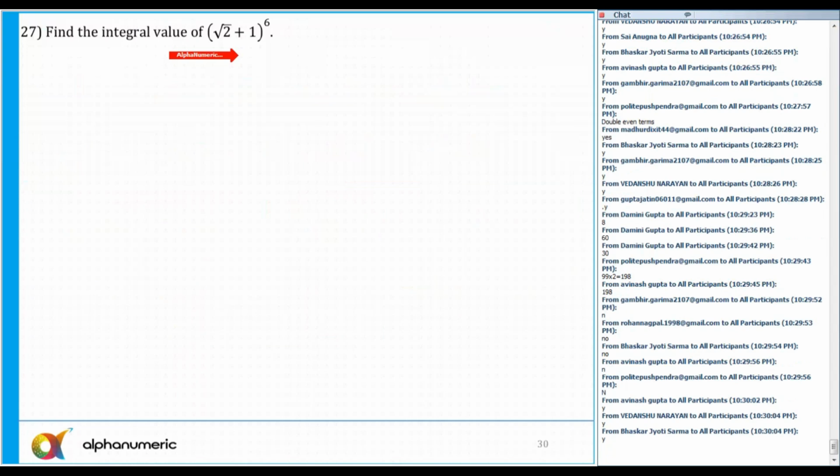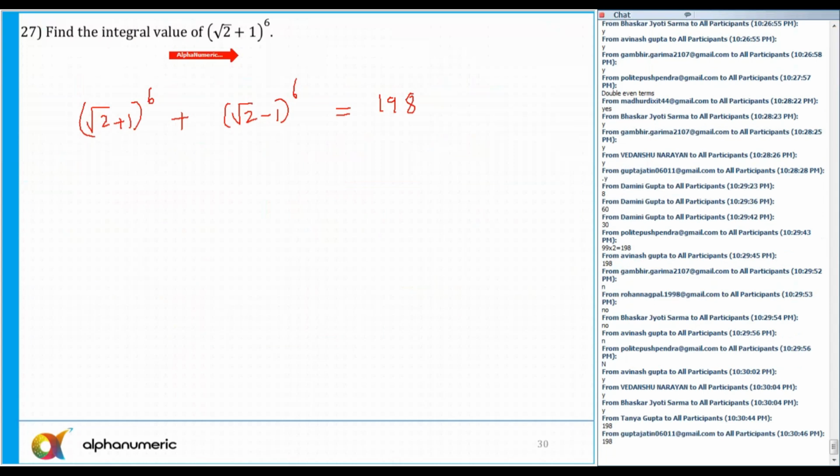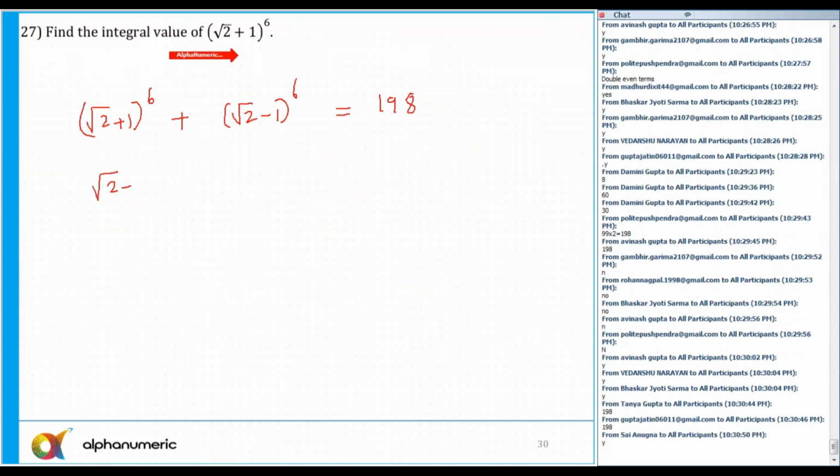Now tell me one thing. We have calculated just now: what is the value of (root 2 plus 1) raised to power 6 plus (root 2 minus 1) raised to power 6? It is equal to 198. Yes or no? So can we say (root 2 plus 1) raised to power 6 is equal to 198 minus (root 2 minus 1) raised to power 6?